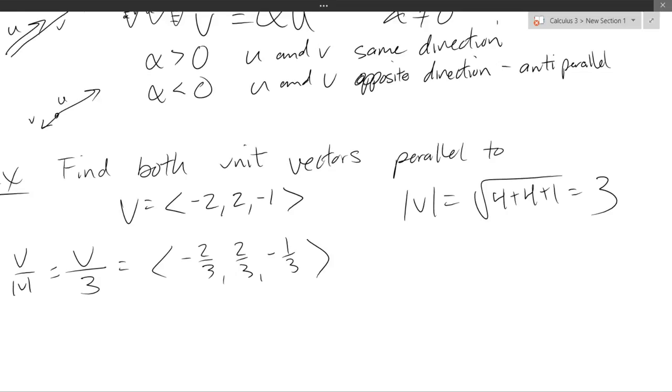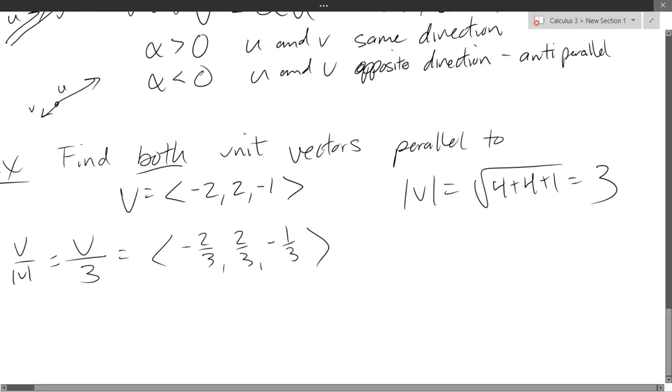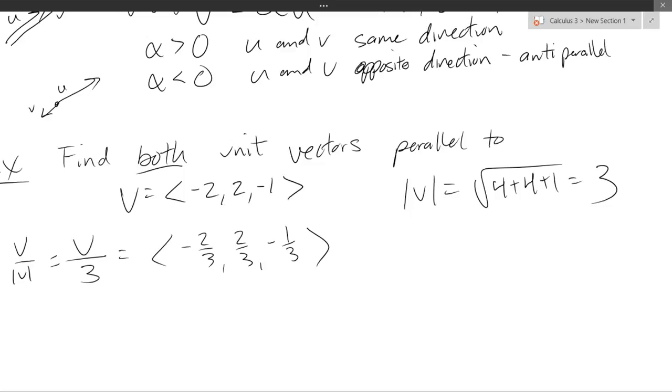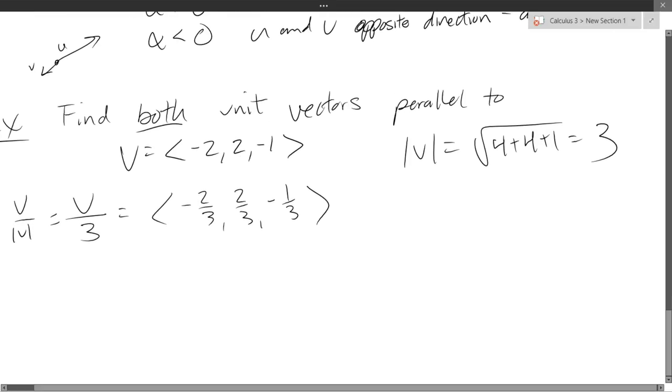Now, I said both unit vectors. There's another unit vector that's parallel or anti-parallel. So you can make it all negative. So here's one vector that's parallel, another vector that's parallel, basically negative V over 3. So that's the other parallel vector. And that's just negative 2/3, 1/3.